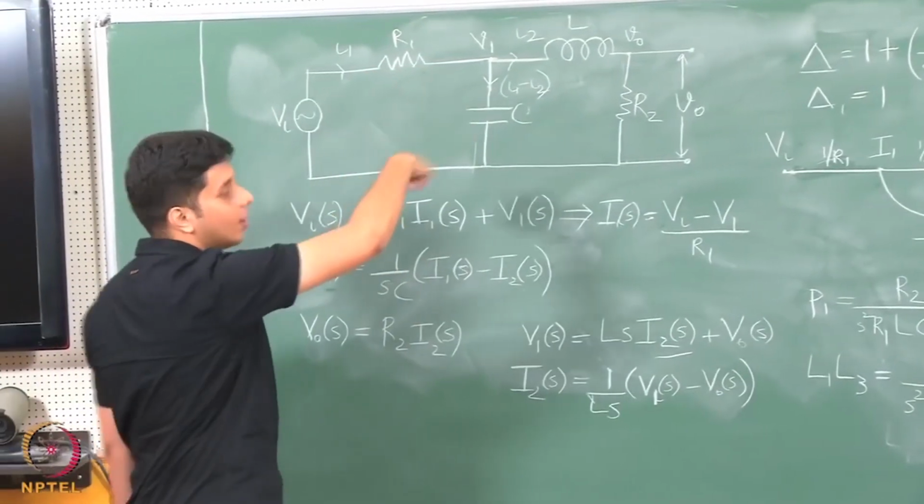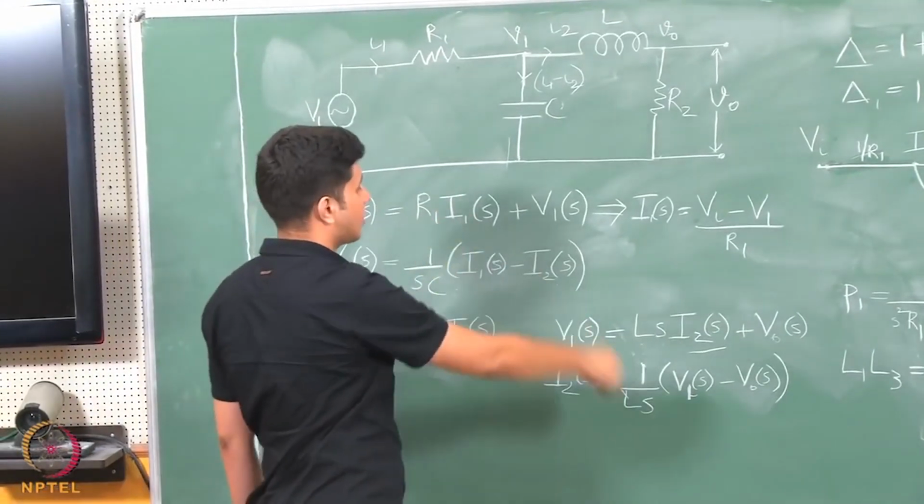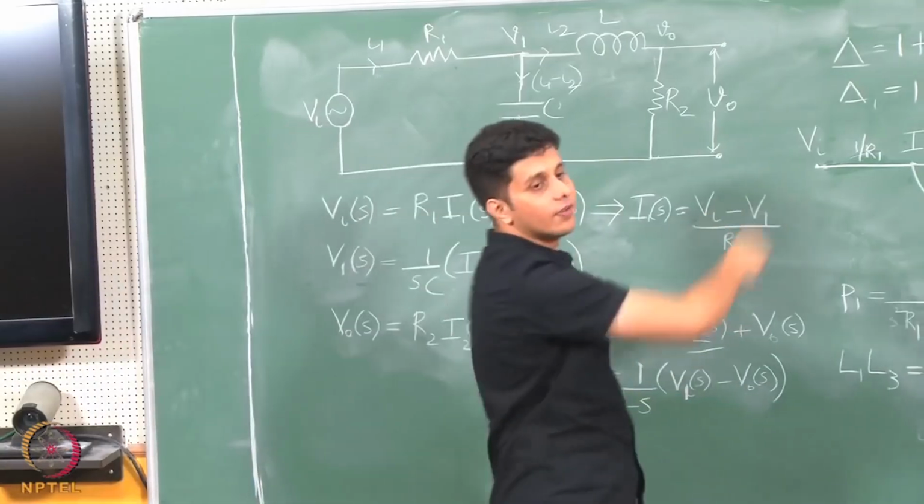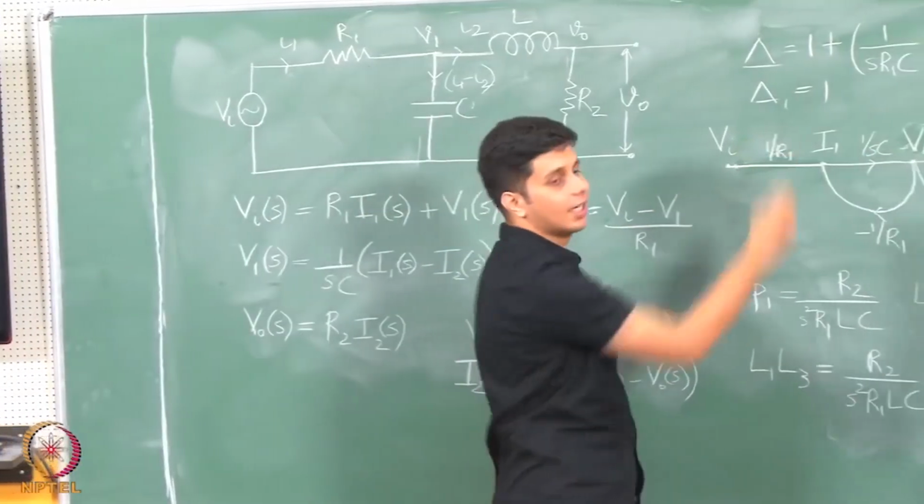So, instead of doing all the analysis and trying to eliminate everything and finding out what is V naught by Vi, we can simply draw the signal flow graph and directly get the transfer function.